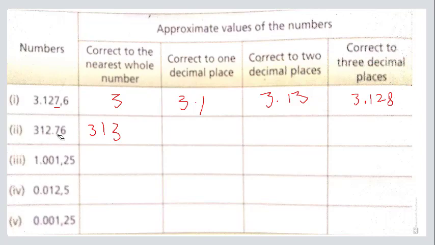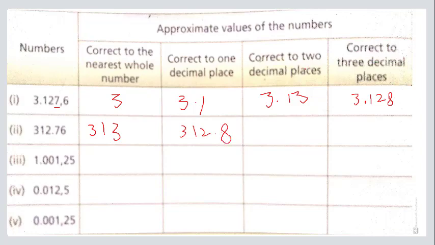Now correct to 1 decimal place will be, in this case now we will actually round off to the first decimal place, which is 7. So you need to underline this 7 digit, and after this 7 you can see there is this 6, which is more than 5. So you will add 1 in this 7. So the answer will be 312.8.